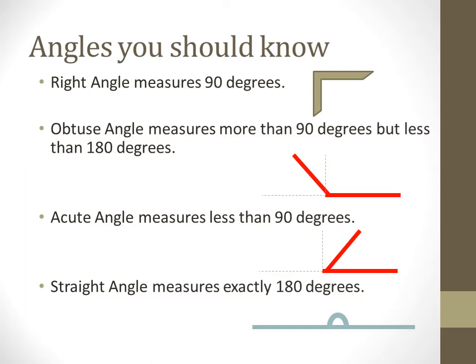A straight angle is the same thing as a straight line. It measures exactly 180 degrees.